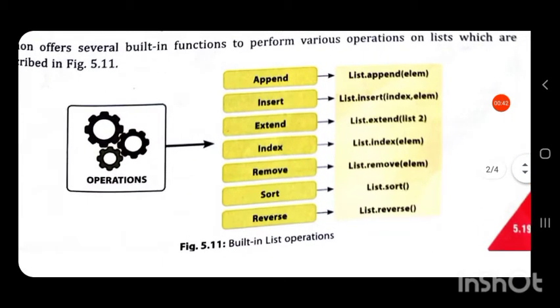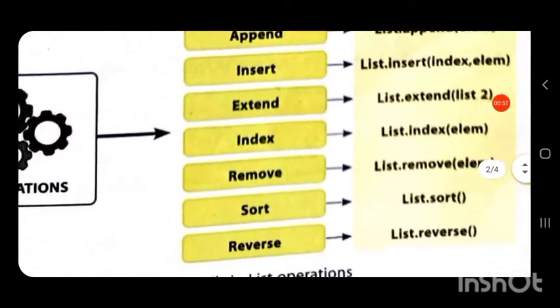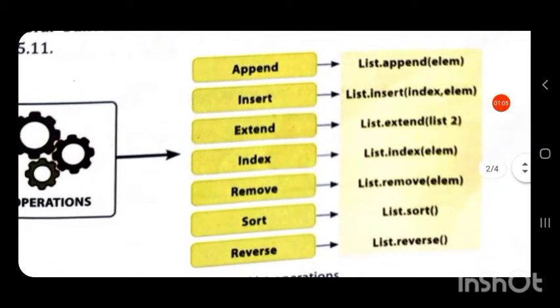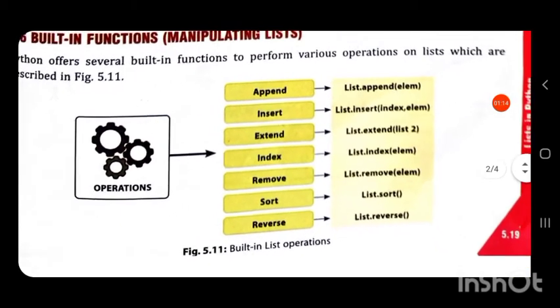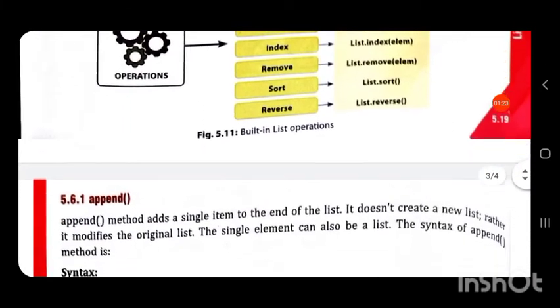First one is append, then insert, then extend, then index, remove, sort, reverse. These are the different built-in functions of Python that can be applied to lists. Let us see the first type of built-in function.